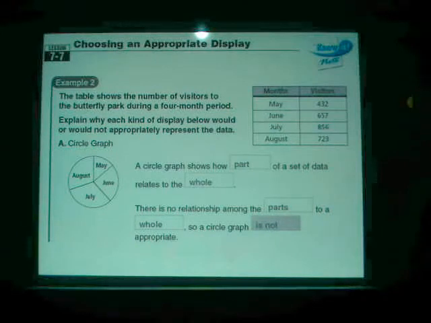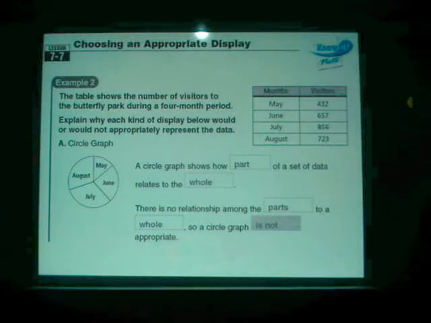Okay, let's take a look at number 2 here. The table shows the number of visitors to the butterfly park during a 4-month period. Explain why each kind of display below would or would not appropriately represent the data. And the first one that they're asking about is a circle graph.